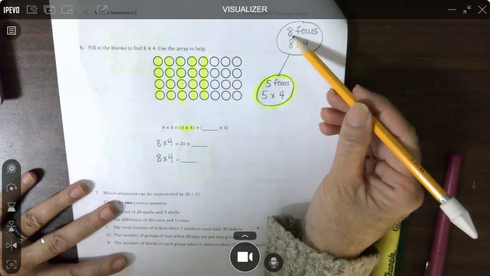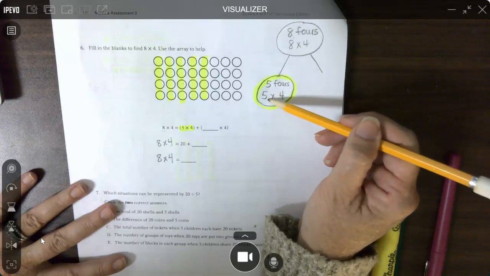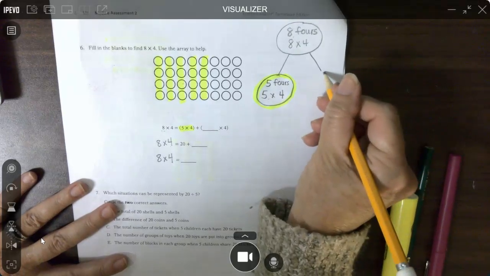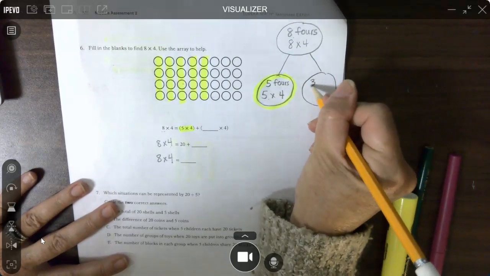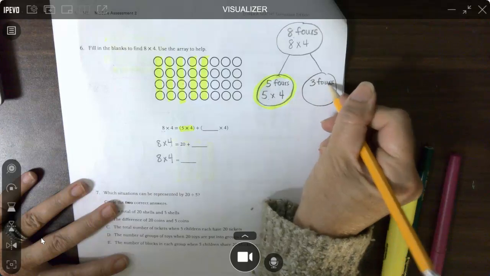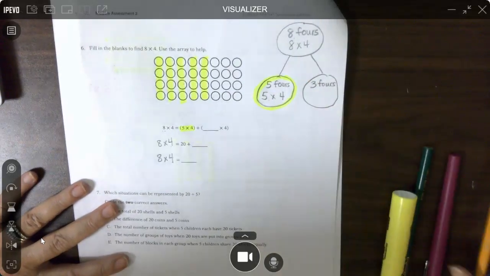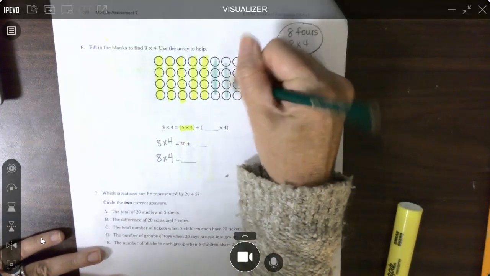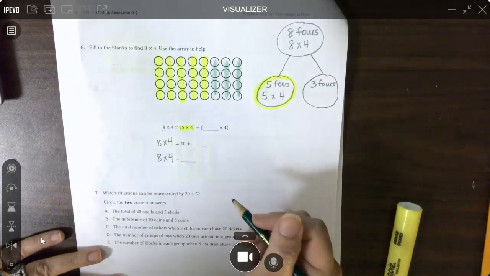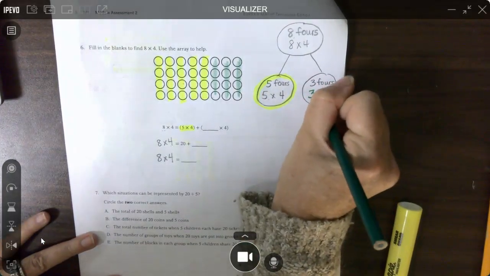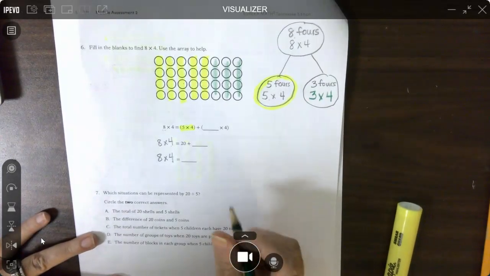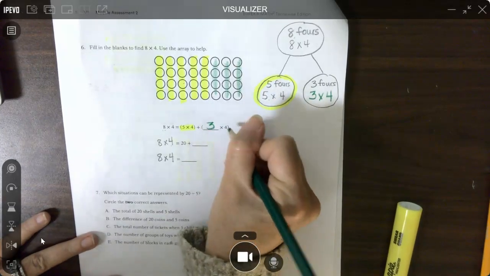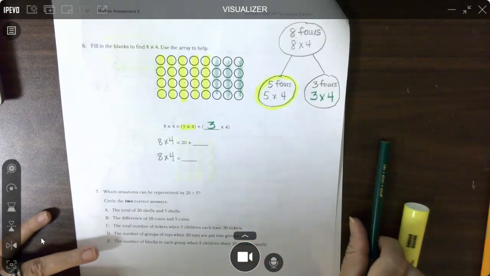I have 8 total groups. I have broken it into smaller group size. So I have 5 groups, and I would need 3 more groups in order to make the 8 total. Here I can see that 1, 2, 3 groups of 4, or 3 times 4. That is the piece that I'm missing here. 3 times 4.